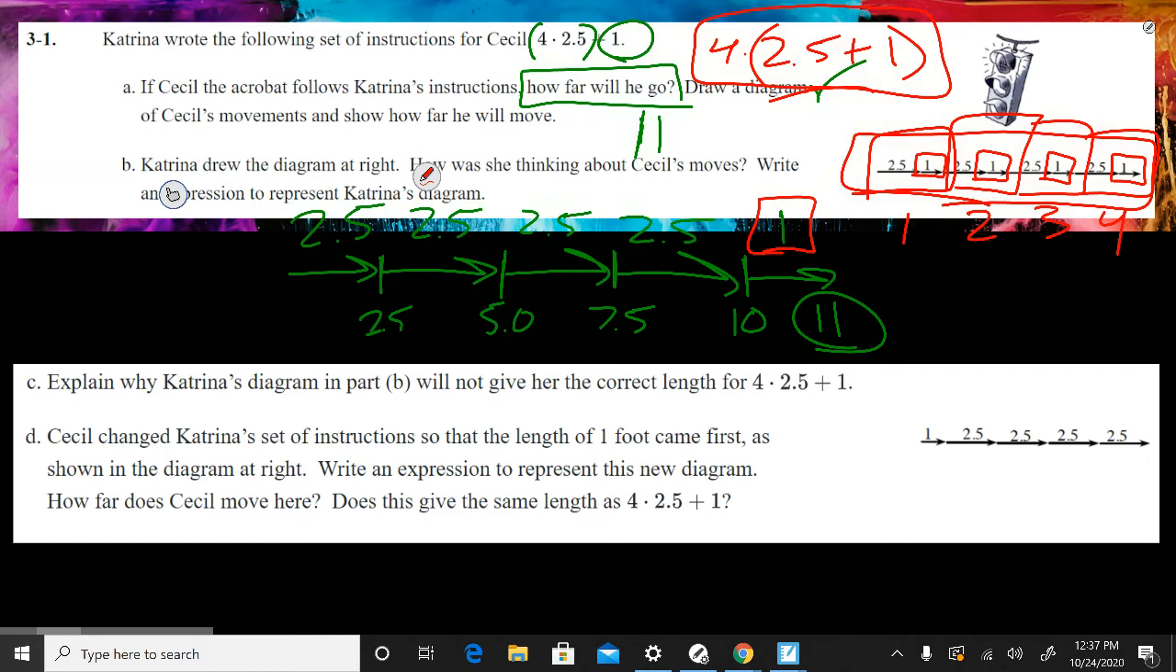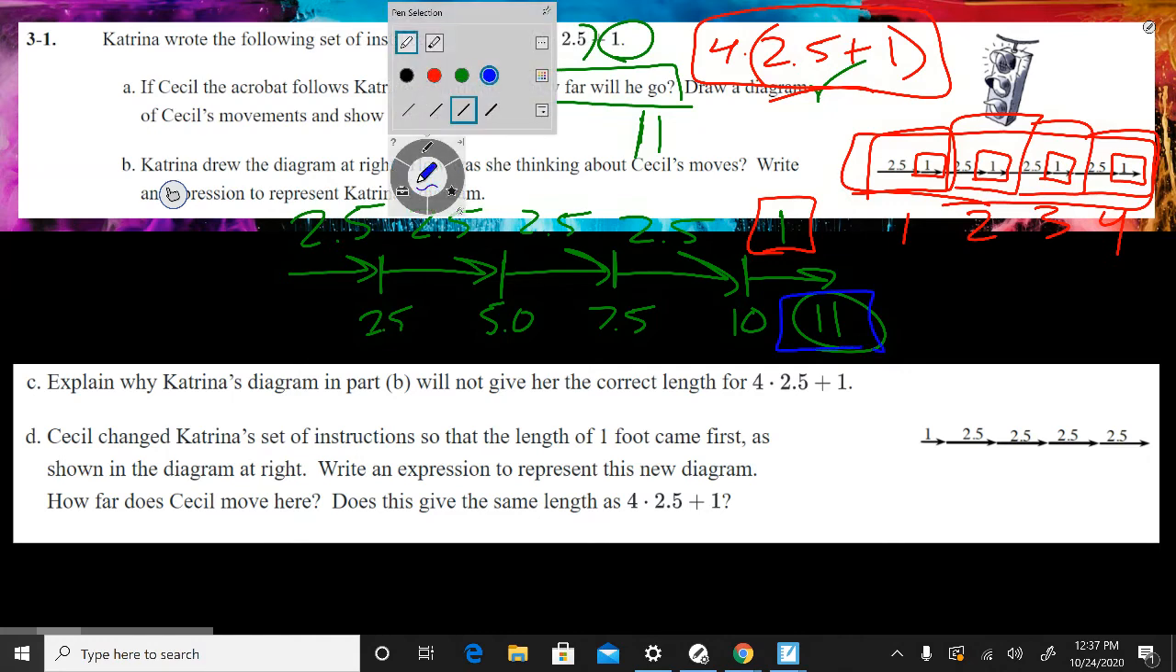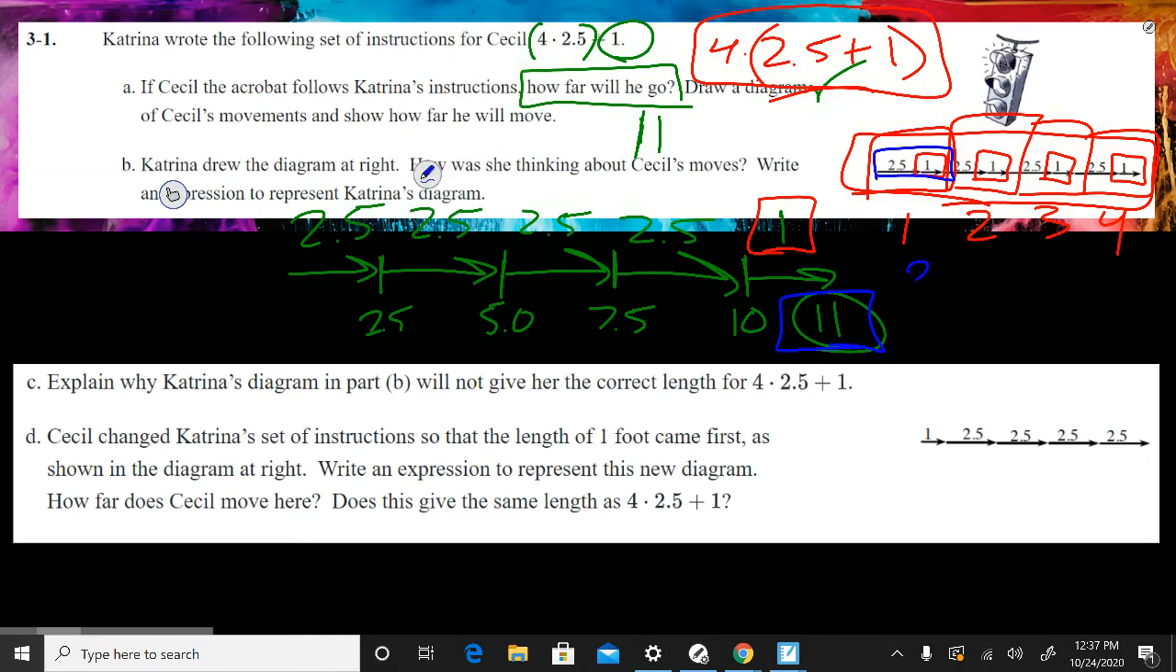Explain why Katrina's diagram in part B will not give her the correct length for 4 times 2.5 plus 1. Well, we said the correct length was 11, right? And so if we were to add together all of Katrina's pieces, well, we'd have 2.5 plus 1, which would be 3.5. And then we see it 4 more times. And so we just do 3.5 multiplied by 4, which, let's see, 4 times 3 is 12, and 4 times 0.5 is 2. So 12 plus 2 is going to give us 14. So obviously 14 is greater than the distance of 11, so you're not going to get the same answer.